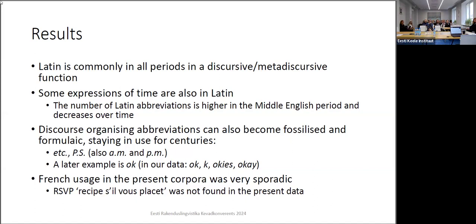And then later, people would be okay. So in the late modern corpus, all of the informants are Brits, and not a single one used them, but then it was really popular in the 21st century. So that would be another type of abbreviation which is very popular. French usage was very sporadic in our data, and we didn't have things like RSVP in English. It's a French formula, répondez s'il vous plaît, but we didn't find it in the French data.